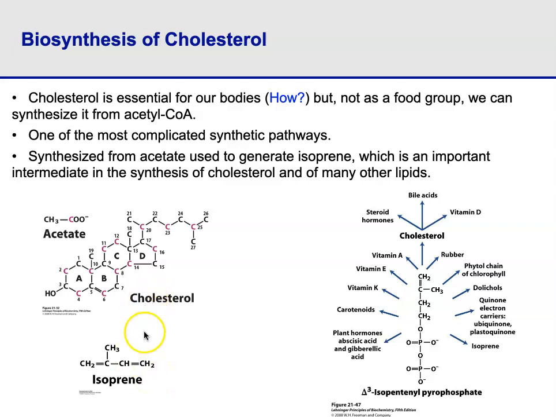So the immediate precursor for cholesterol is actually isoprene, but you will see that isoprenes are made from acetyl-CoA, which, again, where does it come from? From glucose. So you generate cholesterol from glucose. Again, that's why glucose is so essential for our bodies. You have to have it in order to generate all these molecules that are based on acetyl-CoA.